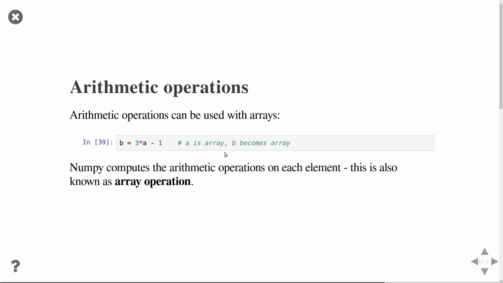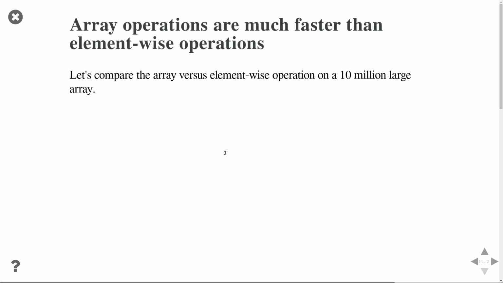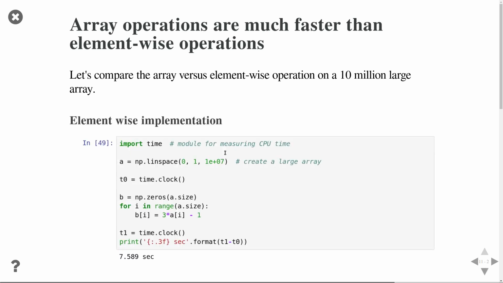This A here might be a matrix, a vector, or a higher dimensional tensor, it doesn't really matter. It just takes each element, multiplies it by 3 and subtracts 1, and then you get the result as a new array. Why would you want this? First of all, it reads much more elegantly, but it's also much, much faster than looping over each element manually. And I want to demonstrate that.